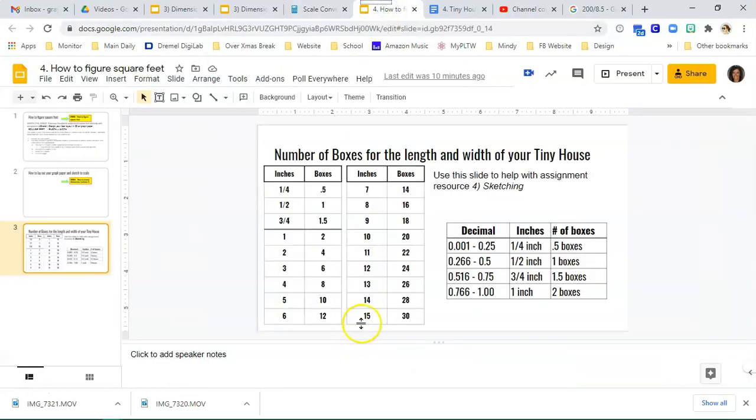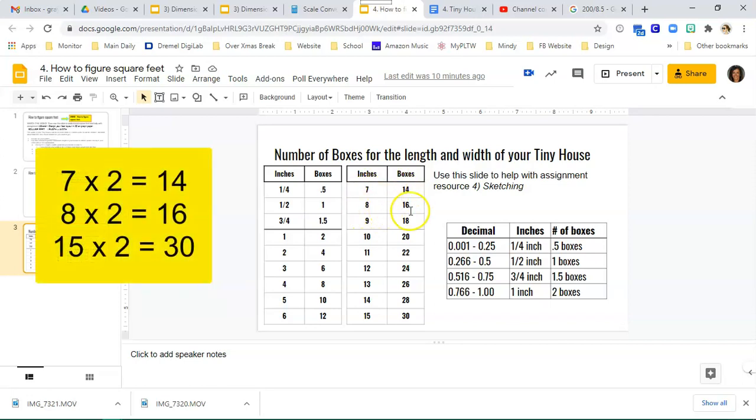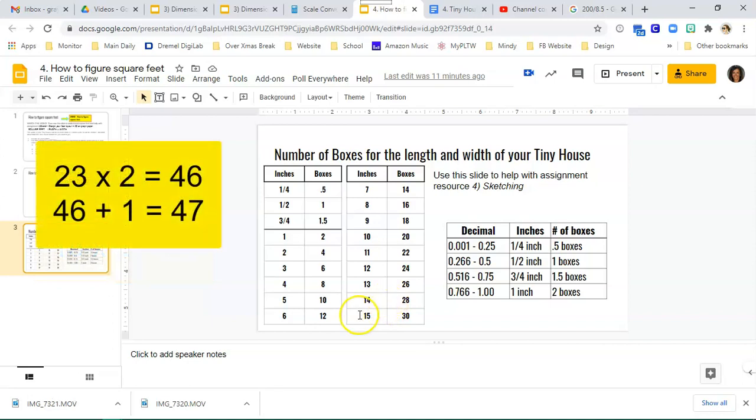23.5. So there's a pattern here. For every inch, what happens to the number of boxes? 7 to 14, 8 to 16, 9 to 18, 15 to 30. It is doubled. So essentially you're taking your inches times 2, and that's how many boxes. So for this one, I would take my 23 times 2, which would give me 46, right? 23 plus 23 would be 46.